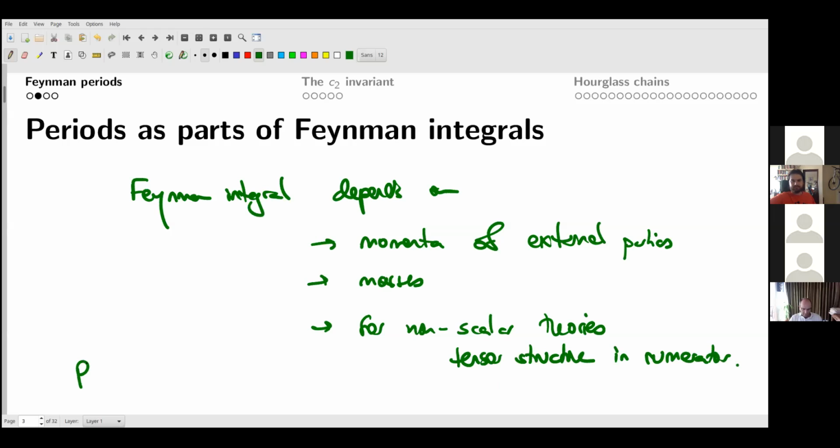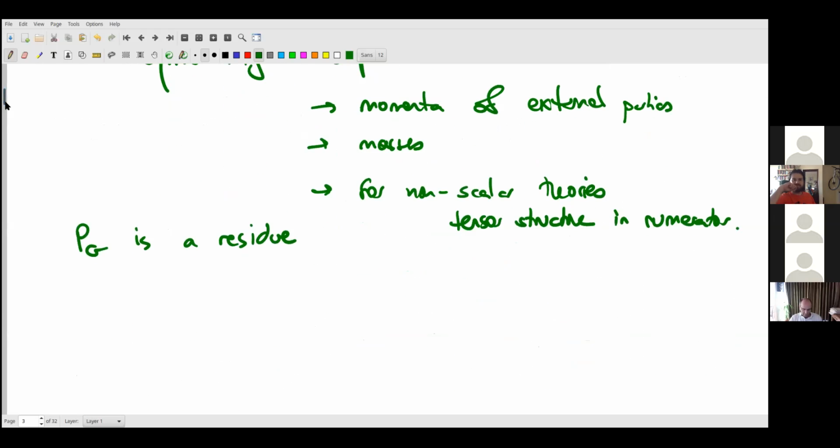And now, the period PG is a residue. Okay. And it's special because it's independent of all these things. It's also independent of some choices that physicists make. They make choices of renormalization scheme and regularization scheme. And this is independent of that. But because you've taken away these other things, if you're actually doing the physics, there's more than one source of complexity, basically. So for physics calculations, there are multiple sources of complexity.